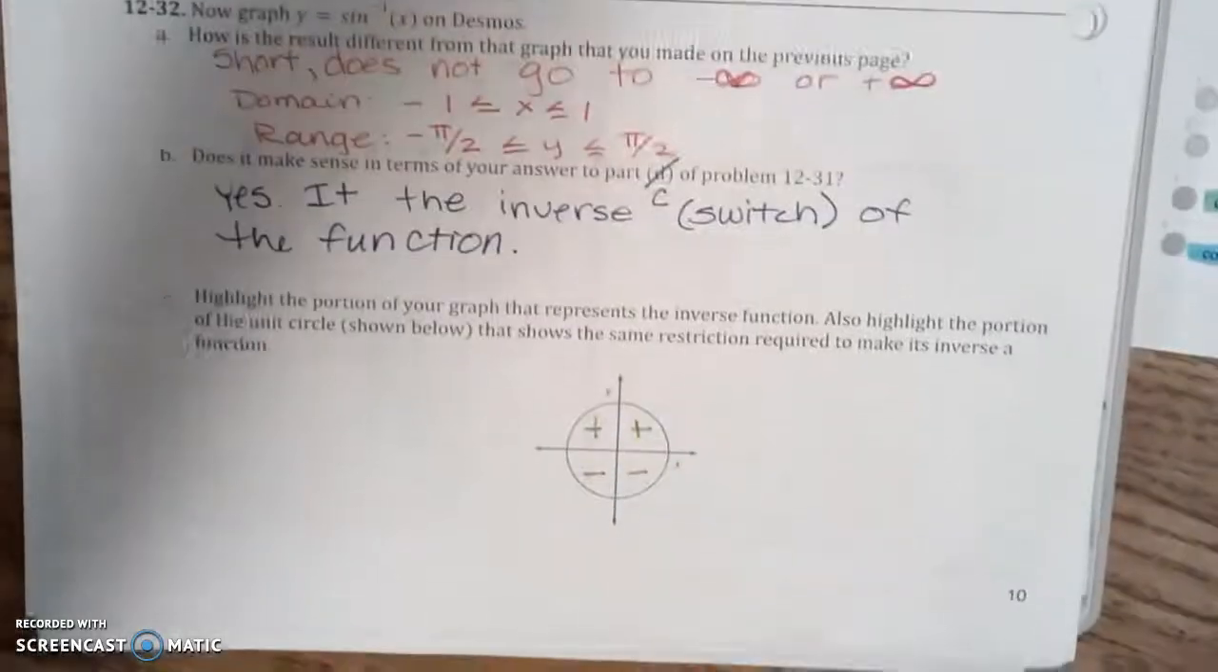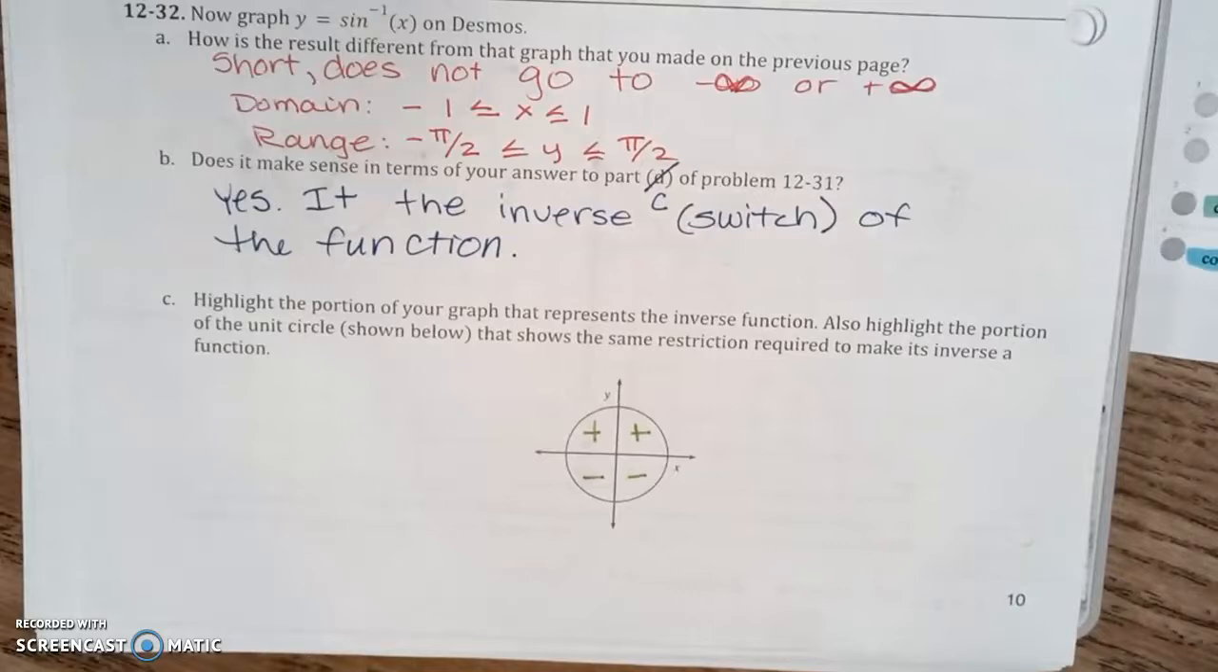For part C, they want us to highlight the portion of your graph that represents the inverse function. Also highlight the portion of the unit circle below that shows the same restriction required to make its inverse a function.